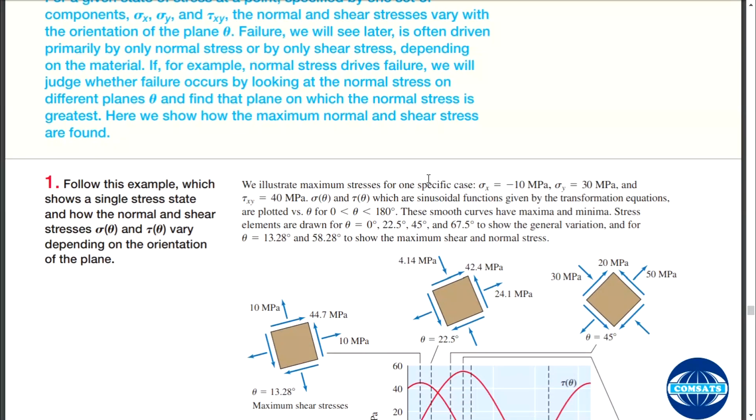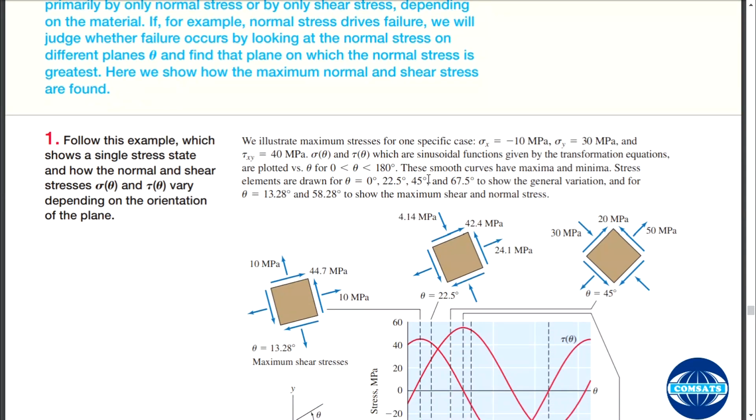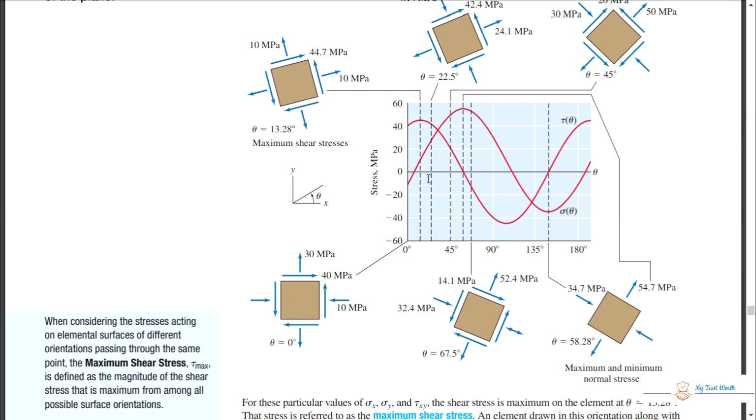Then later on what we did is this, that we saw the effect of orientation on you should be able to draw this one.